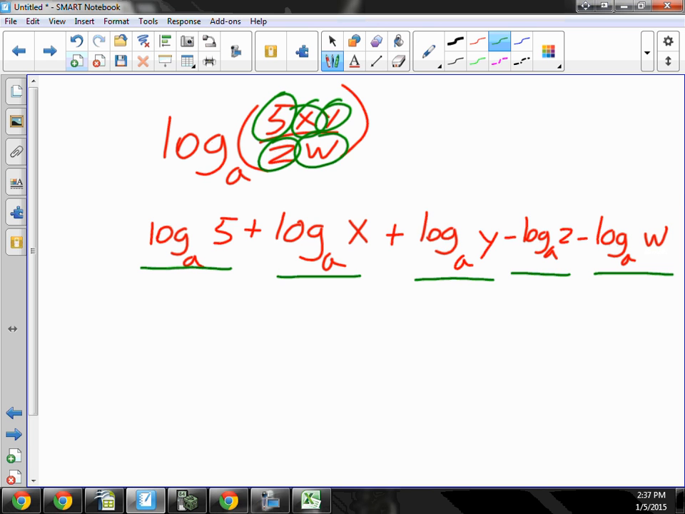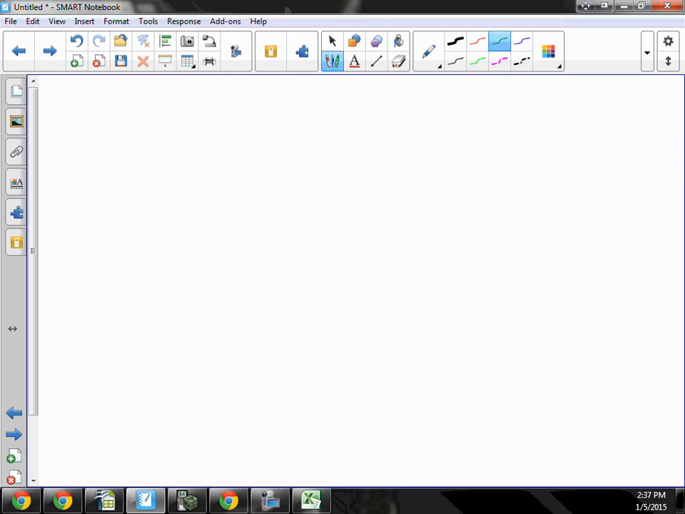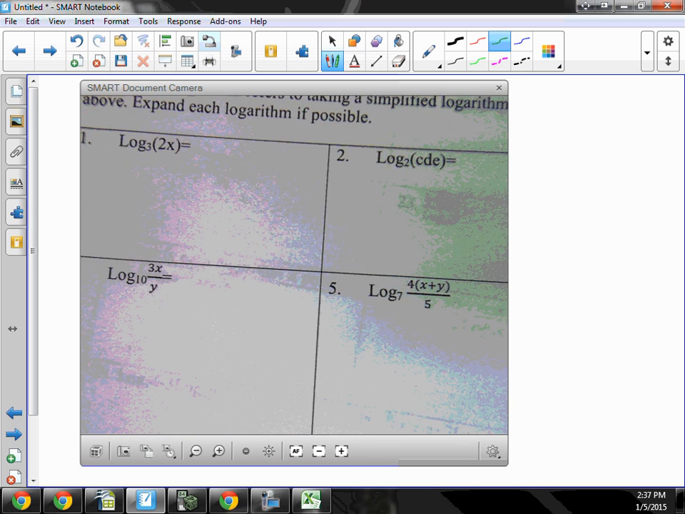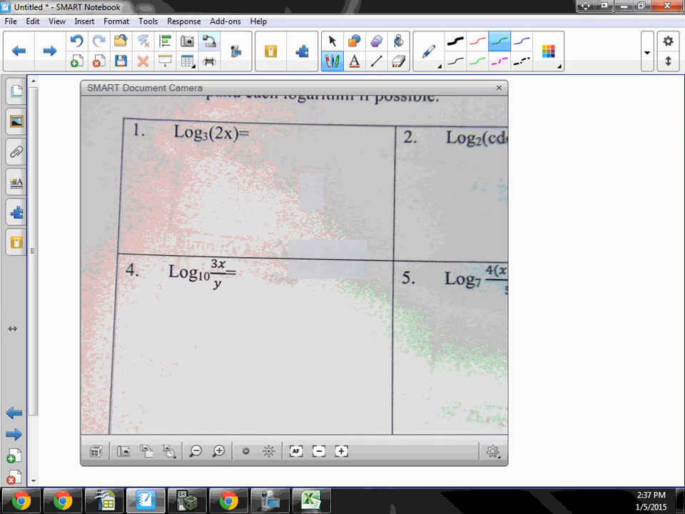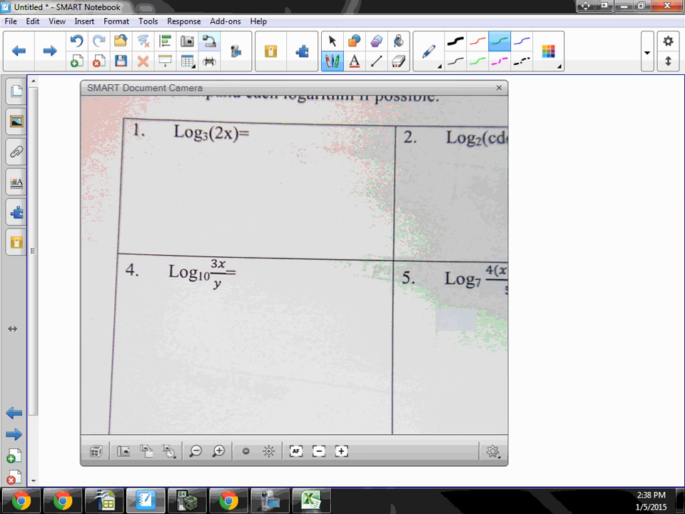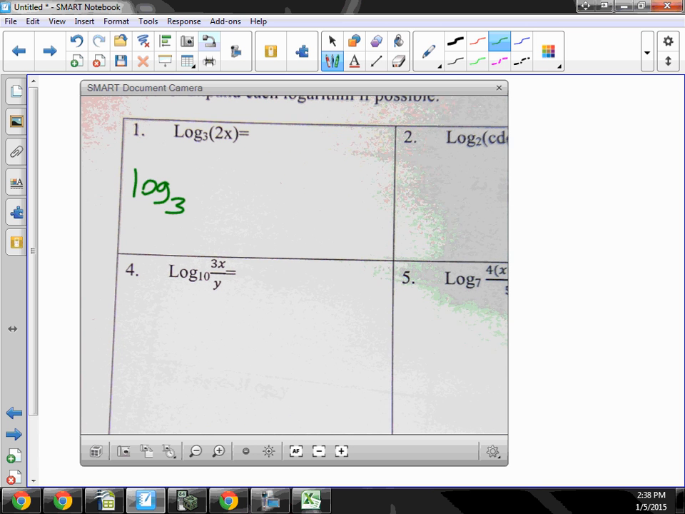Can you hang on just another second? Okay. Look at number 1. So here would I use the product or the quotient rule? Product rule. So the product rule would be log base 3 and log base 3. One of them gets a 2 and one of them gets an x. What is the sign on the first logarithm? Positive. Second logarithm? Positive.